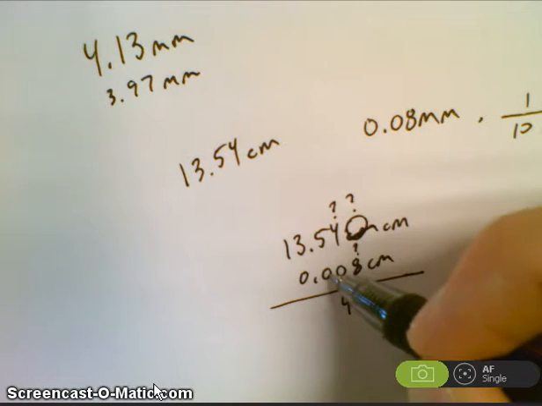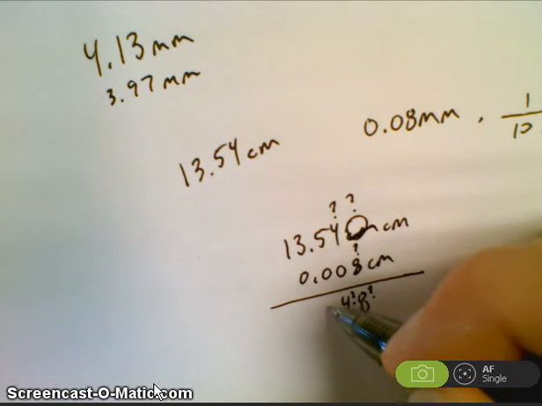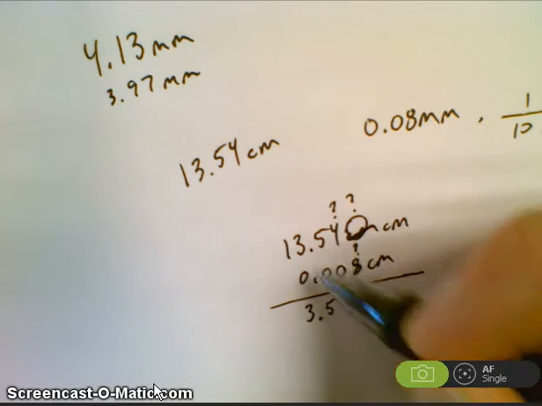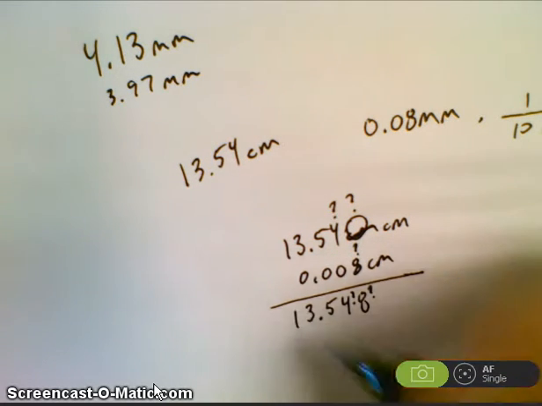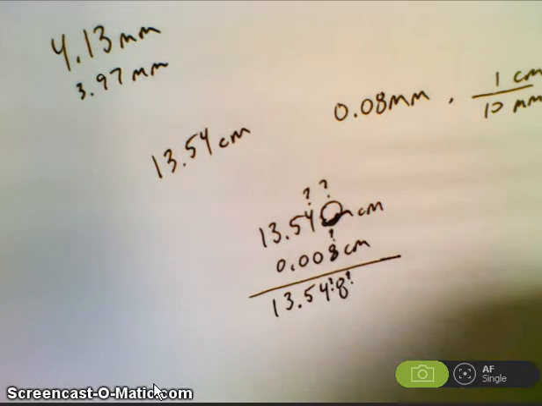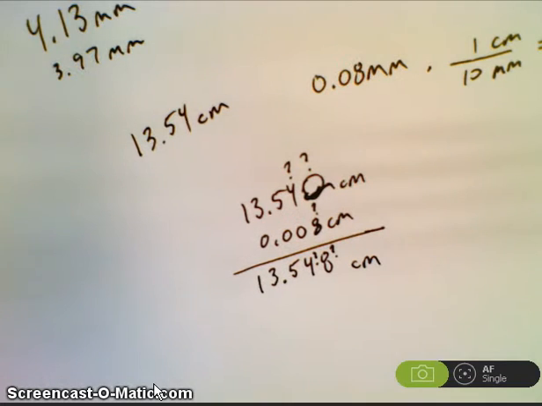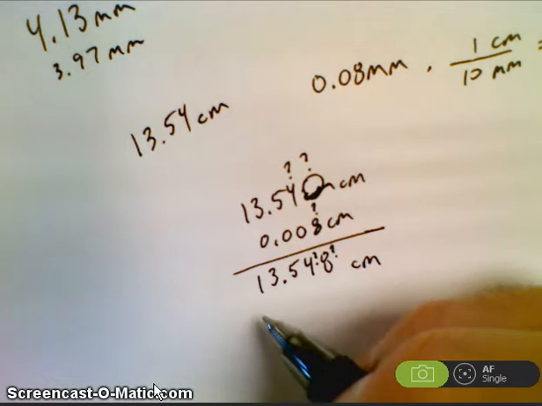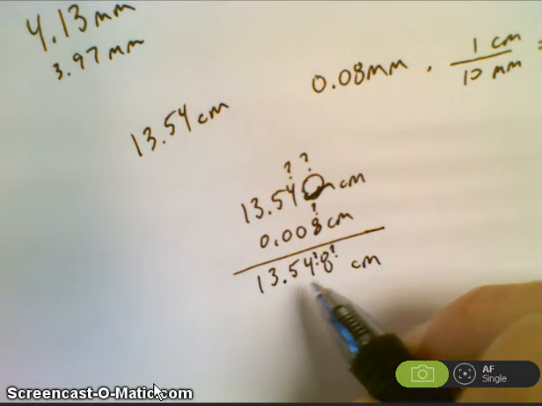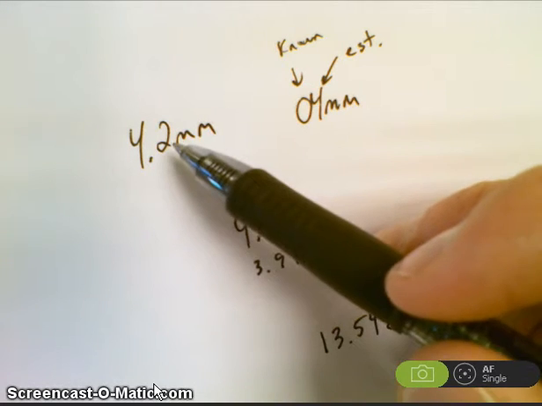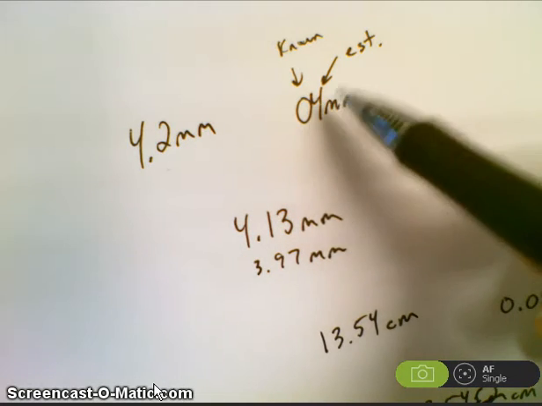I have 5 plus 0. Those are both numbers that I know. I have 3 plus 0. Those are numbers that I know. And 1 plus 0, both numbers that I know. So when I'm reporting this value on my paper and I add those numbers together, I'm going to report all the numbers I know plus one uncertain one, just like I did up here. All my measurements are all the numbers I know plus an uncertain or estimated number.